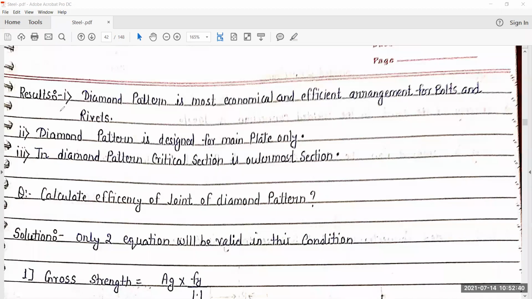Suppose you just say first, the diamond pattern is the economic arrangement. Second, the diamond pattern is designed for the main plate only, and in the diamond plate the critical section is the outermost section. These are the three results you have been given. Very important, this part is three. Okay, calculate efficiency design of diamond pattern.